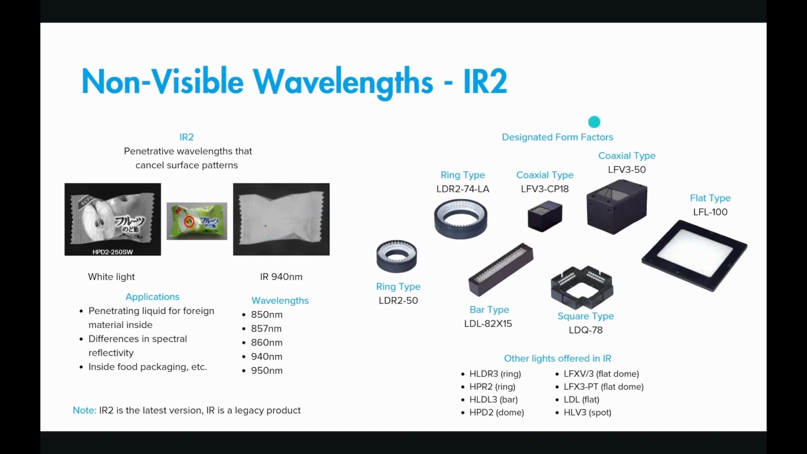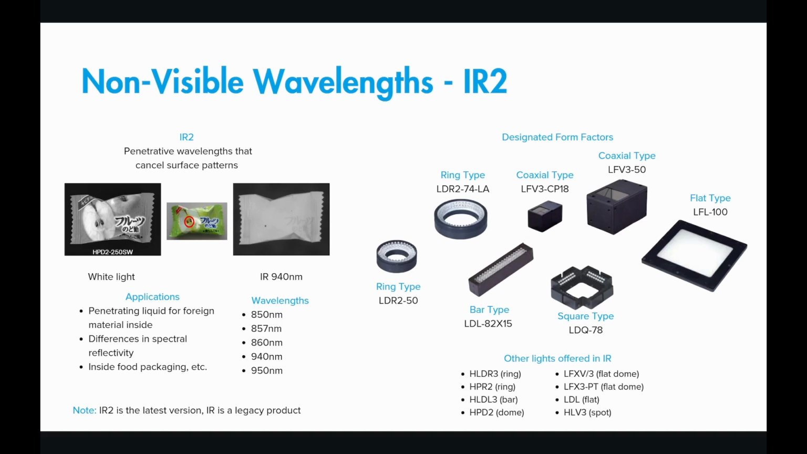The form factors: there's ring lights, coaxials, flats, and the wavelengths are going to be 850, some 857, 860, 940, 950. The difference between 850 and 860 is not going to be that different.